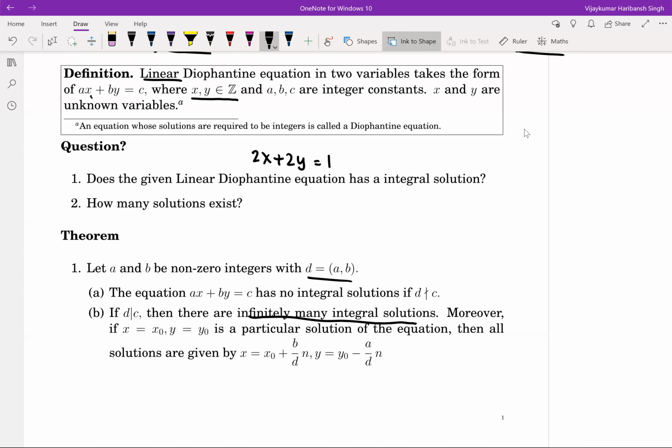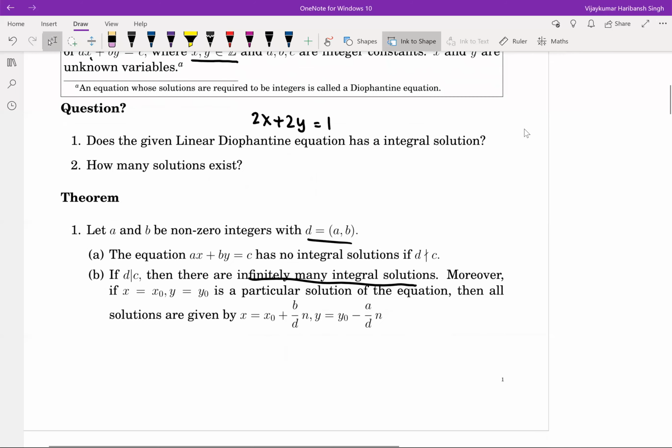And not only that, the integral solutions are of a particular form. If you are given a particular solution, x equals x naught, y equals y naught, from there you can construct all the solutions by saying x equals x naught plus (b by d) times n, y equals y naught minus (a by d) times n. So let's prove these theorems.